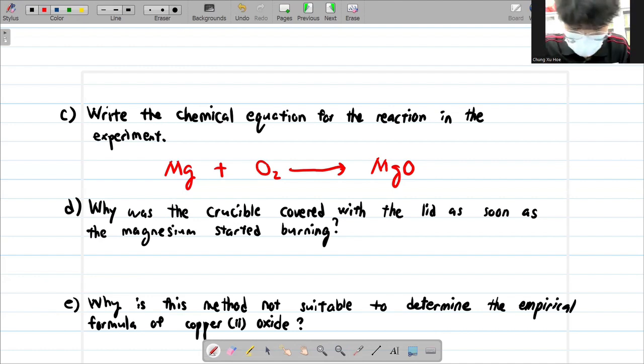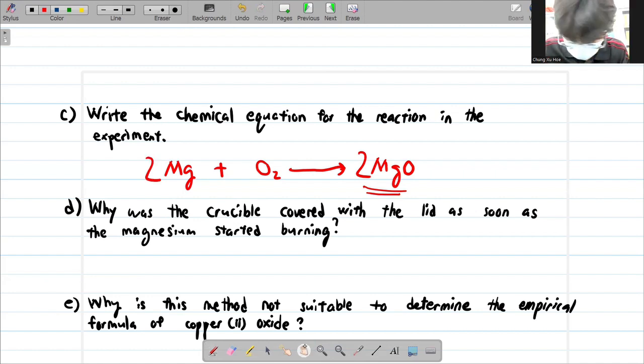And next, you have to balance the chemical equation, right? So how do you balance it? As you can see here, there are 2 oxygen. However, here there's only 1. So what you're going to do is put another 2 here, and there's 2 magnesium, right? Suddenly it becomes 2 magnesium. So we put another 2 here. So this question is done.